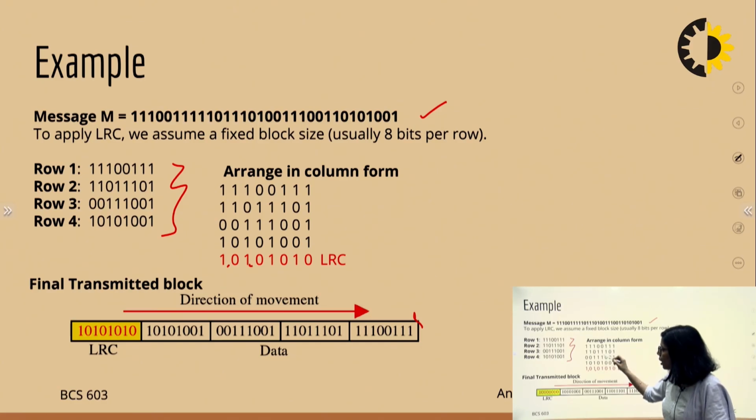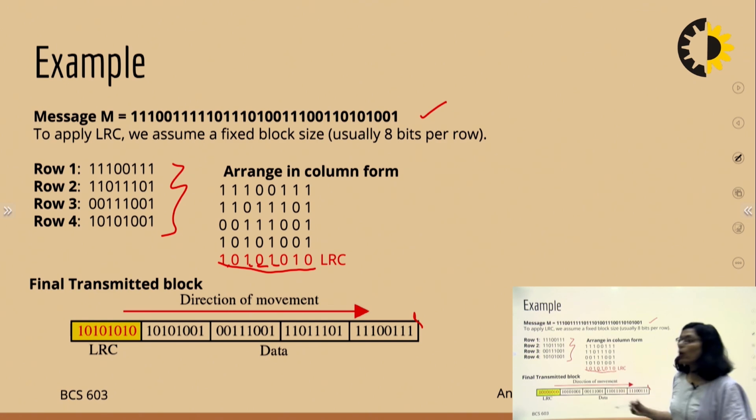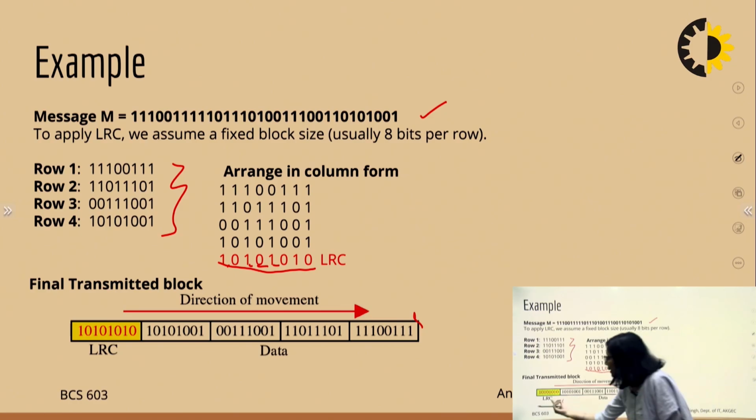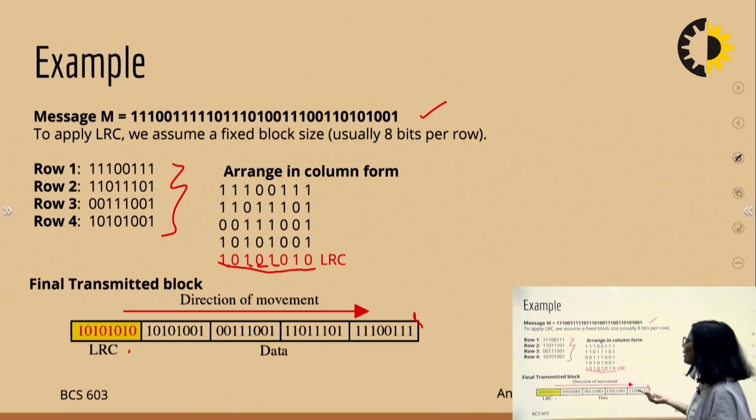Here, in this column, number of 1s is 2. So, there is no need to add 1, so I will add 0. Here, number of 1s is 3, so I will add 1. So, likewise, I will do it for the entire columns and I will get an LRC. Now, whenever I am transmitting this block, I will append this LRC block at the beginning. So, on the receiving side, what will happen?